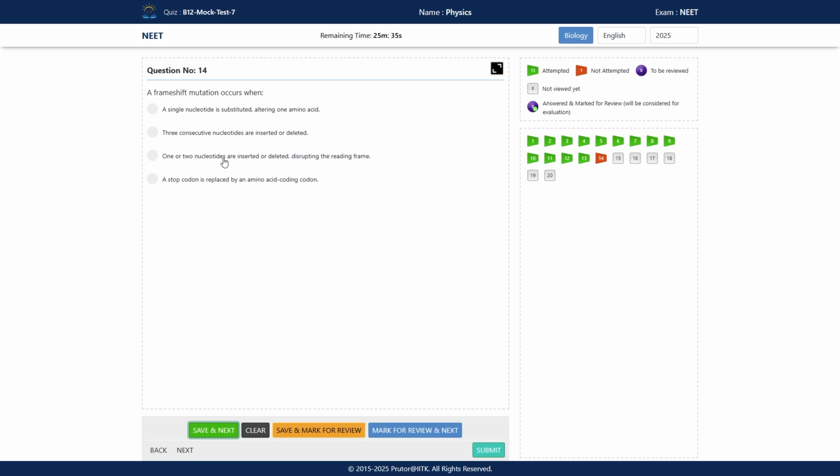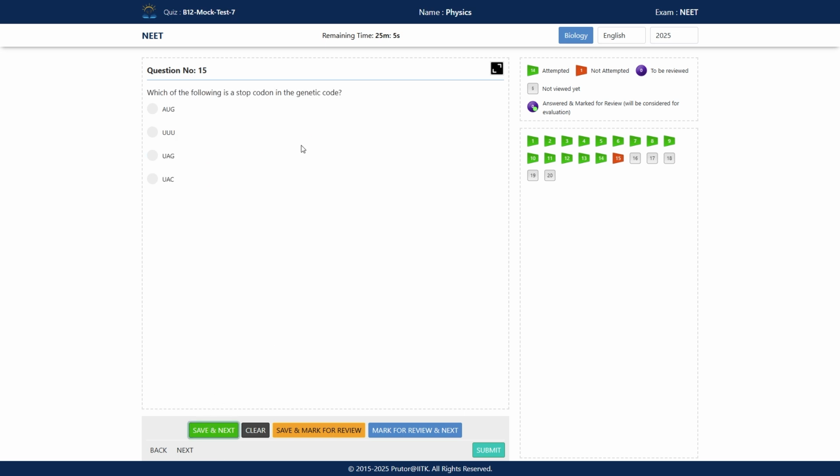Okay, here the answer is option number C. In frameshift mutation, what happens? There is a change in the reading frame because of addition of one or two nucleotides or deletion of one or two nucleotides. So the reading frame will change, and now the new reading frame will code from some other amino acids. So the entire polypeptide will change.